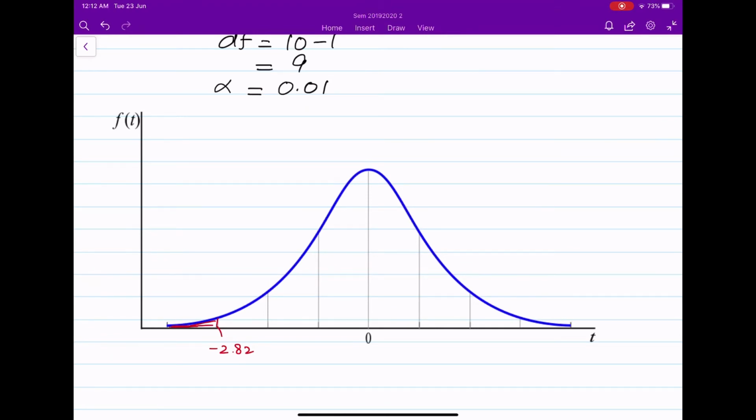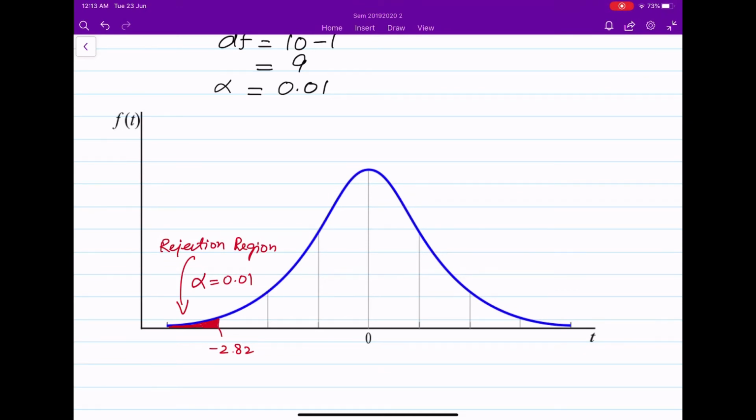So to the left of it is the region which is within 1%. Within 1% is the rejection region, and 99% is the acceptance region on the right side. So I will write it as the rejection region. This red highlighted area is the rejection region for 1% of the data, and 99% is the confidence level, which is the acceptance region. This is the critical value of t that we have found, minus 2.82.